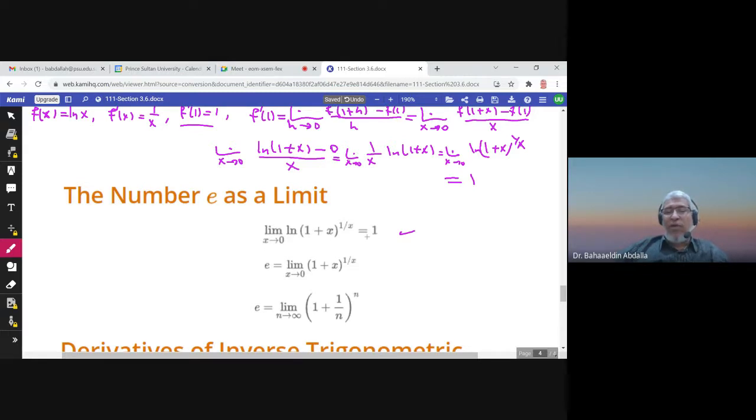And now if ln of (1 plus x) to the power 1 over x goes to 1, then if you raise both sides to the base e, e to the power ln will go to e to the power 1. e cancels ln. So we can write that the limit of (1 plus x) to the power 1 over x when x approaches 0 will be the number e.